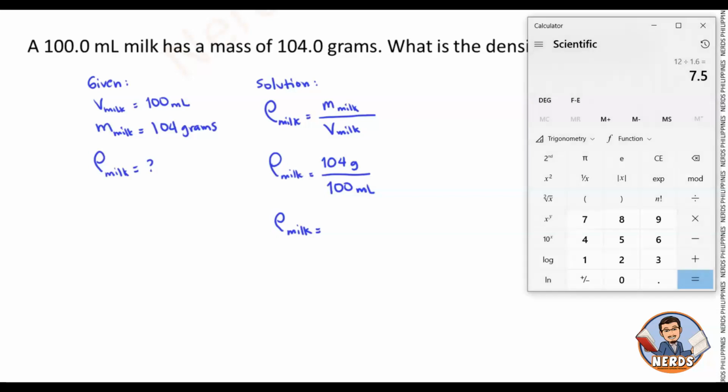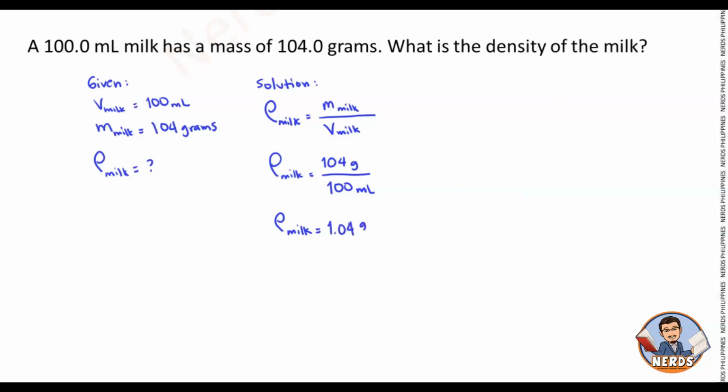So, gamit tayo ulit ng calculator. We have 104 divided by 100 is equal to 1.04 grams per milliliter. So, this is our final answer sa question na to.